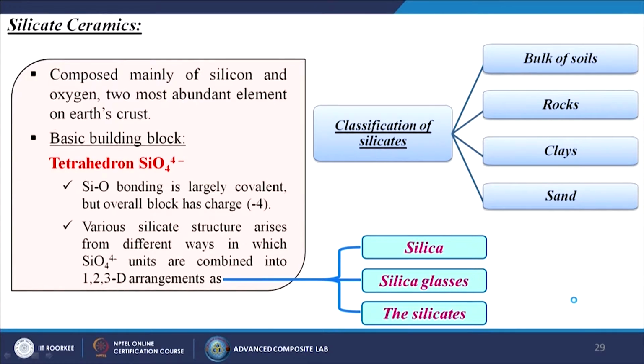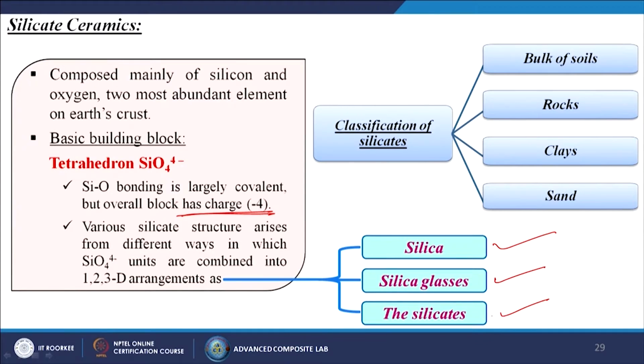Now, we are going to discuss the silicate ceramics. So, generally they are composed mainly of silicon and oxygen, the two most abundant elements in the earth's crust. So, generally the basic building block is the tetrahedron SiO4 4-. So, Si-O bonding is largely covalent but the overall block has a charge of -4. Various silicate structures arise from different ways in which SiO4 4- units are combined into 1, 2, 3D arrangements, as in silica, silica glasses, and the silicates.